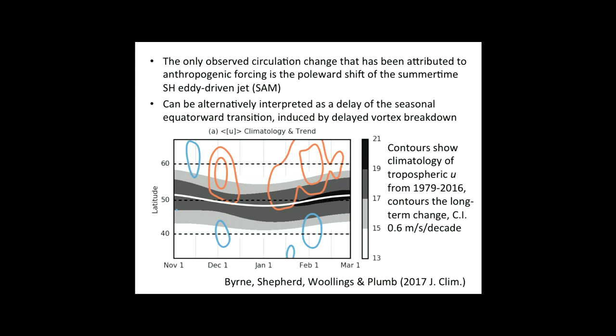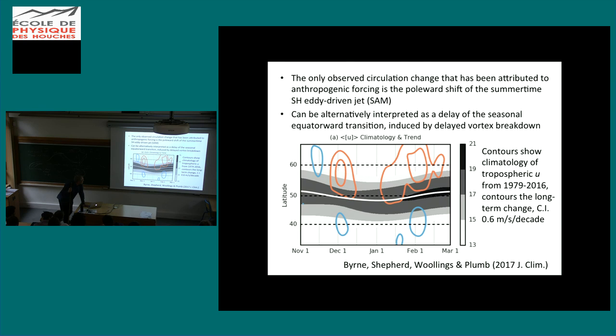Okay, another thing. Sorry if I'm boring you with pictures from my group. This is a student, Nick Byrne, who's about to graduate. If you look at the IPCC, they're all about detecting and attributing climate change. That's the first order of business of the IPCC. If you look at the dynamical aspects, I talked about the NAO, but no one believes that anymore. The only circulation change attributed to anthropogenic forcing is a poleward shift of the summertime southern annular mode, which we can call the eddy-driven jet.